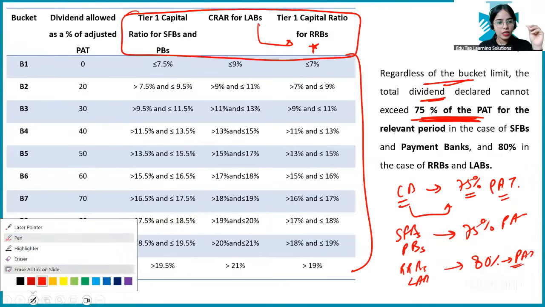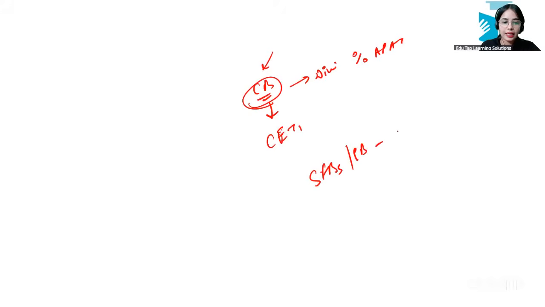Okay, shall I ask you the rapid fire questions now? For the commercial banks, what is the criteria for deciding the dividend payout from the adjusted profit after tax? For the commercial banks, it is common equity tier 1 capital. For the small finance banks and for the payment banks, what is the criteria? It is tier 1 capital. For the RRBs, what is the criteria? Tier 1 capital. For the local area banks, what is the criteria?